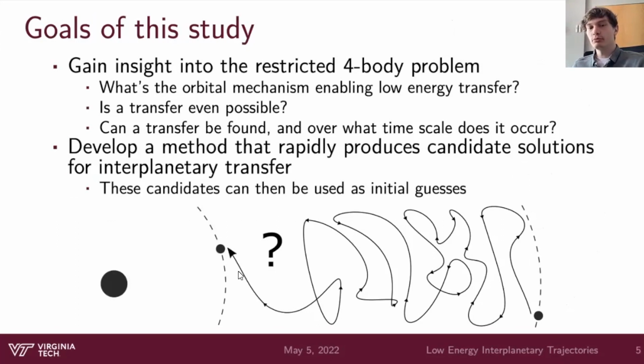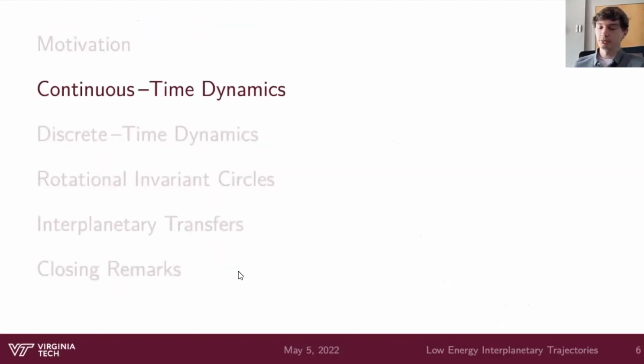In particular, we're questioning whether for a given set of two bodies, a transfer is even possible, and if so, can a transfer be found? And if so, how long does that transfer take? In answering these questions, we ultimately develop a numerical method that's going to rapidly produce transfer trajectories in discrete time, which could then be used as initial guesses for transfer trajectories in continuous time. To start addressing these questions, we're going to begin with a survey of the toolkit required starting in continuous time.